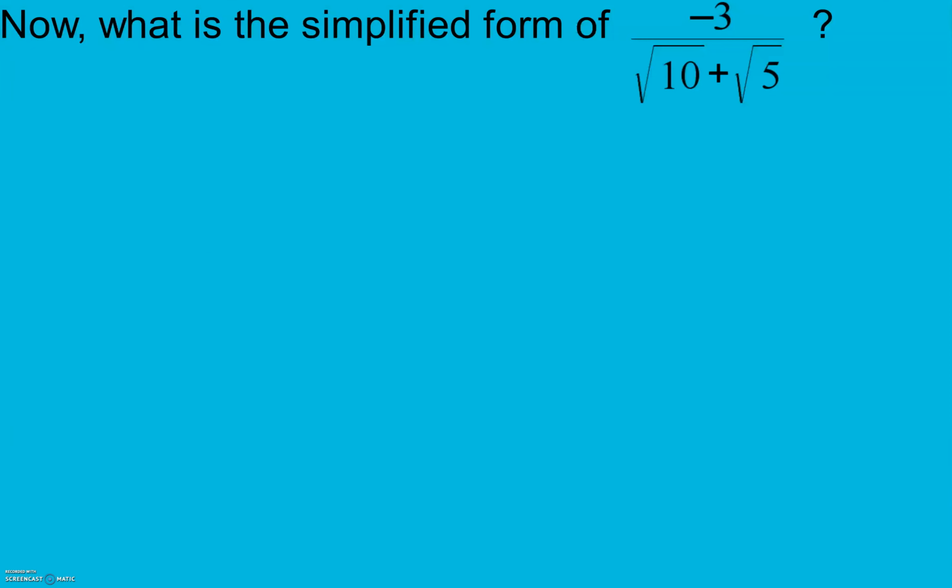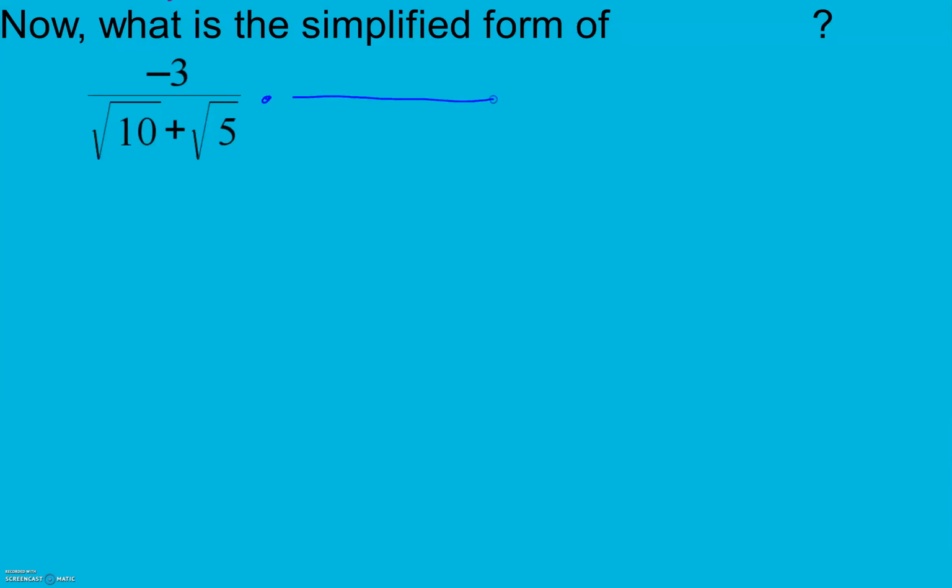Now, feel free to pause here and give this a try. We're looking at the simplified form of this quotient. Remember, fractions mean division, and that's just a quotient. I'm going to move it over here so we have a little bit more room. To get rid of my denominator here, guys, I have a sum. So to get rid of it, I'm going to change it to its conjugate, keep my square root of 10, keep my square root of 5, just change that sign in the middle. So instead of being plus the square root of 5, it's going to be minus the square root of 5.